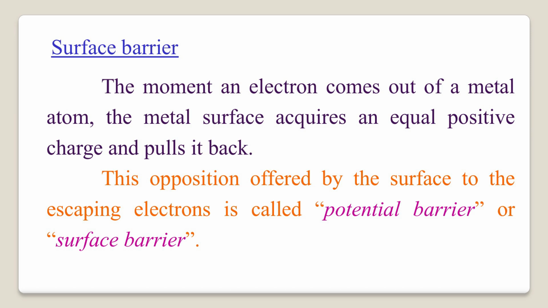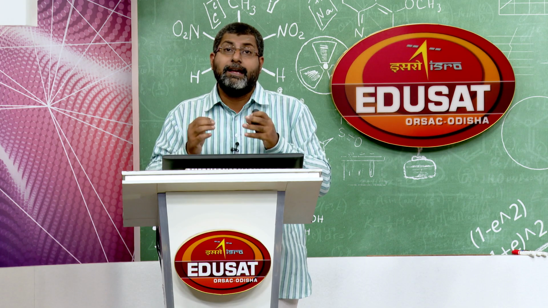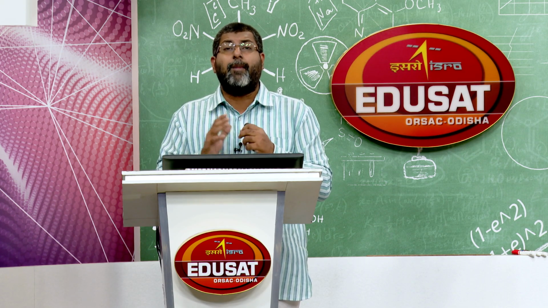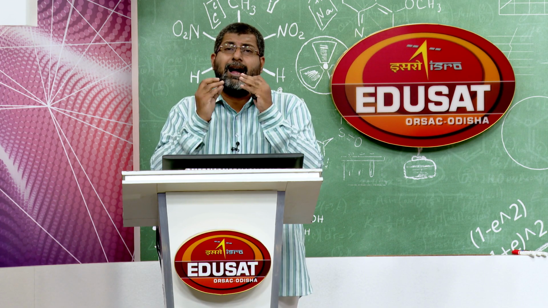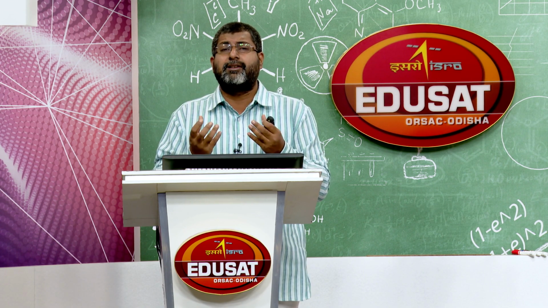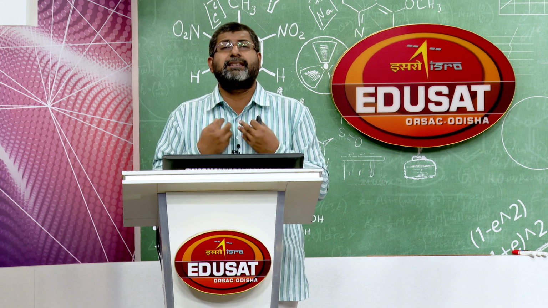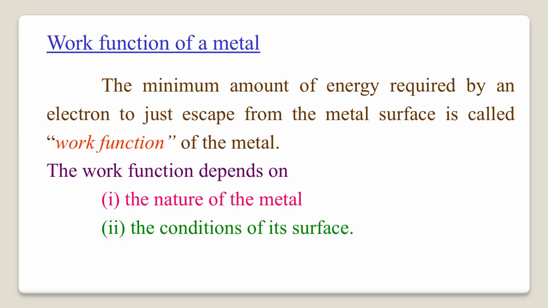The reason is that when they try to come out of the metal surface, the positively charged ions try to pull them back. The opposition offered by the metal surface to this release of electrons is known as the surface barrier. So, in order to make an electron come out of the metal surface, some minimum amount of energy is required, and that minimum amount of energy required by an electron to just escape from the metal surface is called the work function of the metal.